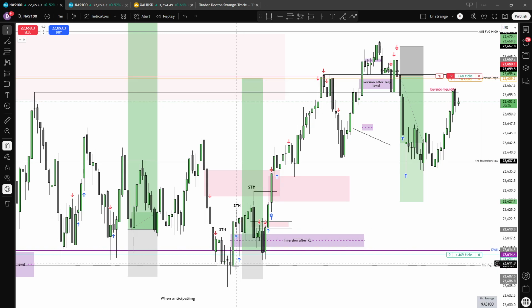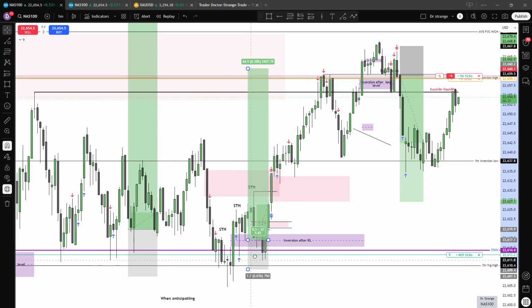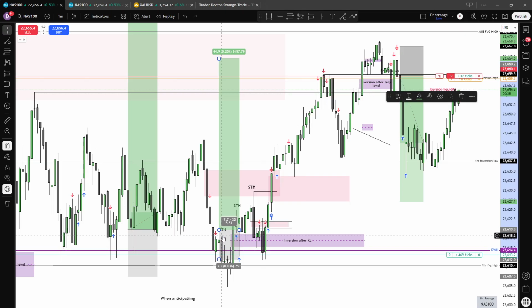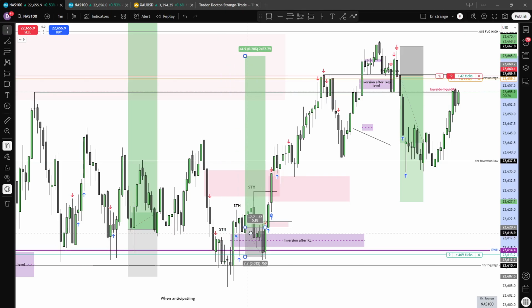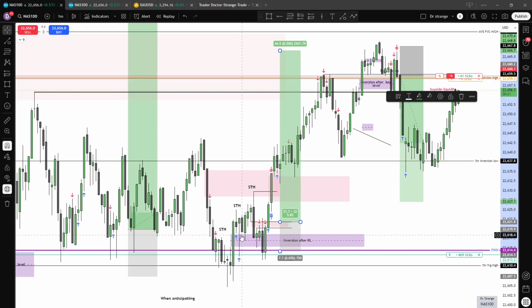So as price was dropping, I was buying. So I bought here, I bought here, then here. I think I got so scared, then closed my trades here.